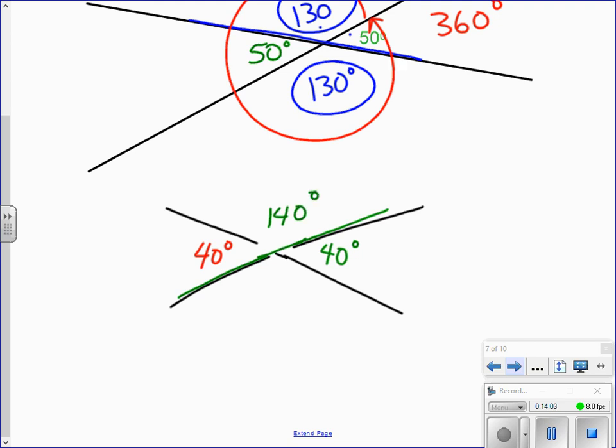And also, obviously there, you would know that this one on the opposite side here has also got to be 140 degrees. Those are called opposite angles.